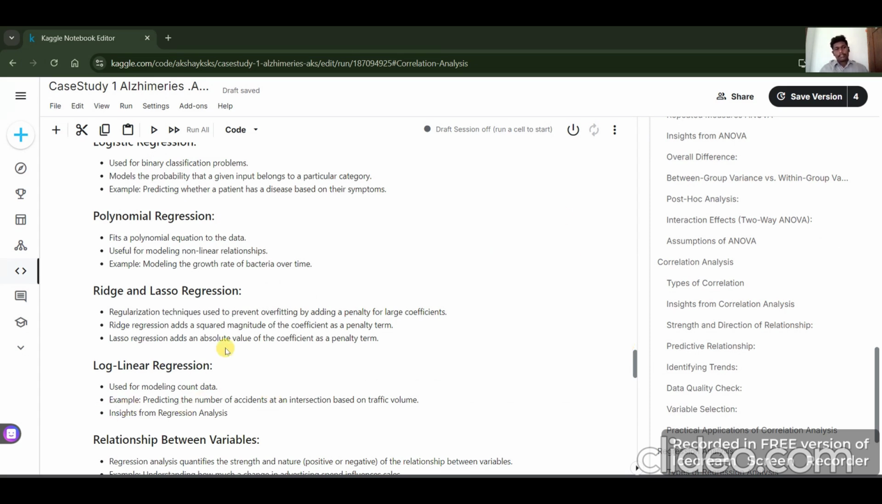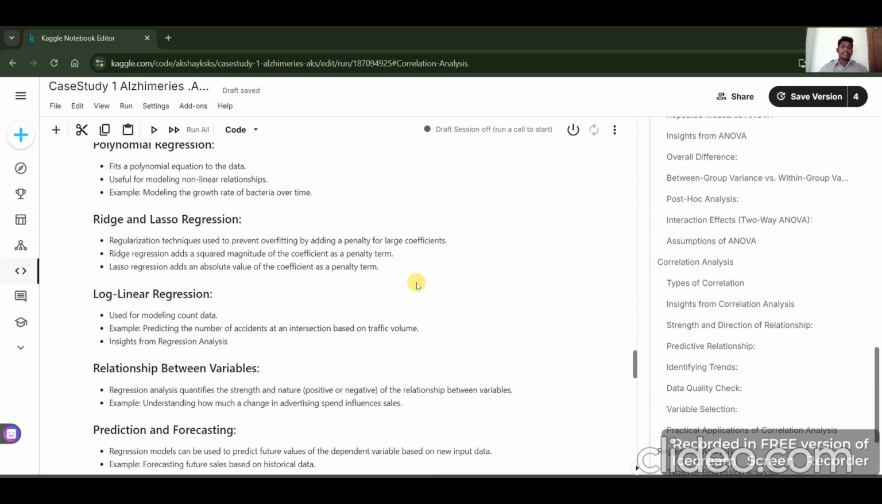Predicting the number of disease cases. Poisson regression is regularly used for modeling count data. Example: predicting the number of accidents at an intersection based on traffic volume.